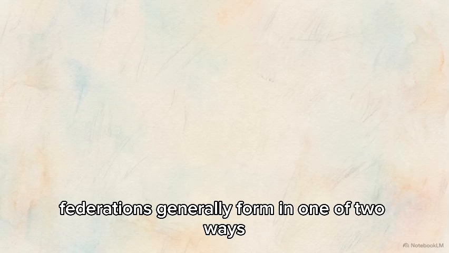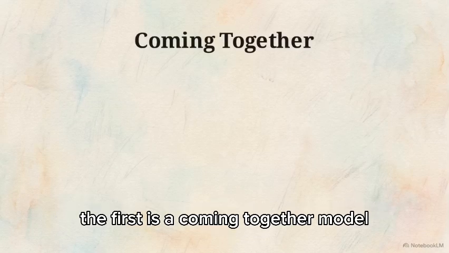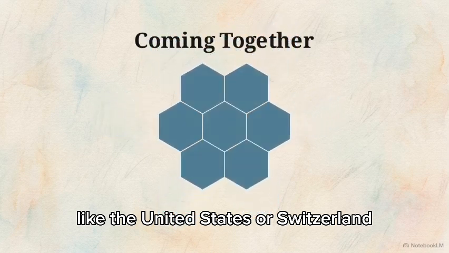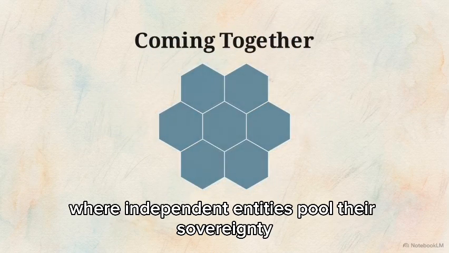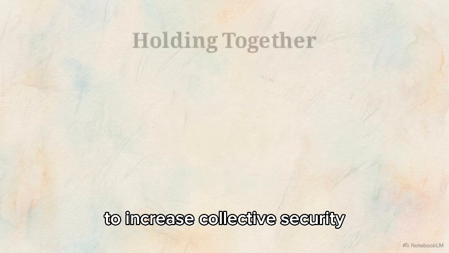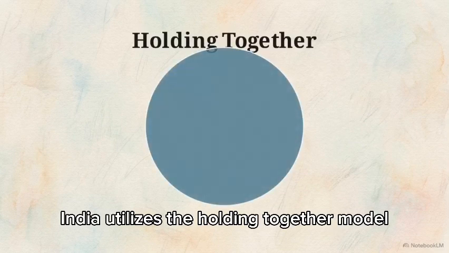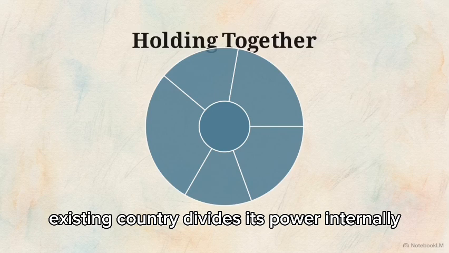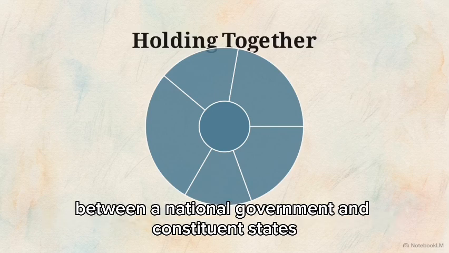Federations generally form in one of two ways. The first is a coming-together model, like the United States or Switzerland, where independent entities pool their sovereignty to increase collective security. India utilizes the holding-together model. Here, a massive existing country divides its power internally between a national government and constituent states.